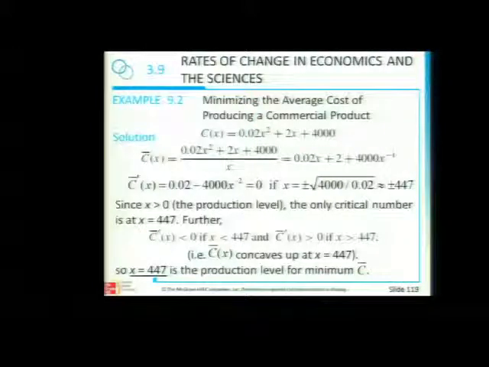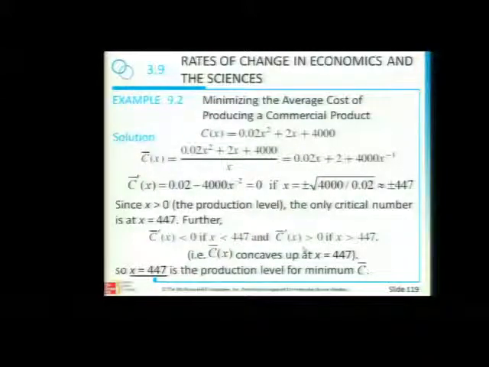Okay, now does this production level correspond to maximum average cost or minimum average cost? We want to minimize the average cost, isn't it? So now we've got to look at whether this represents a maximum C bar or minimum C bar. To do that, we can apply either the first derivative test or the second derivative test, what I talked about yesterday, right? In this case, the first derivative test is used.